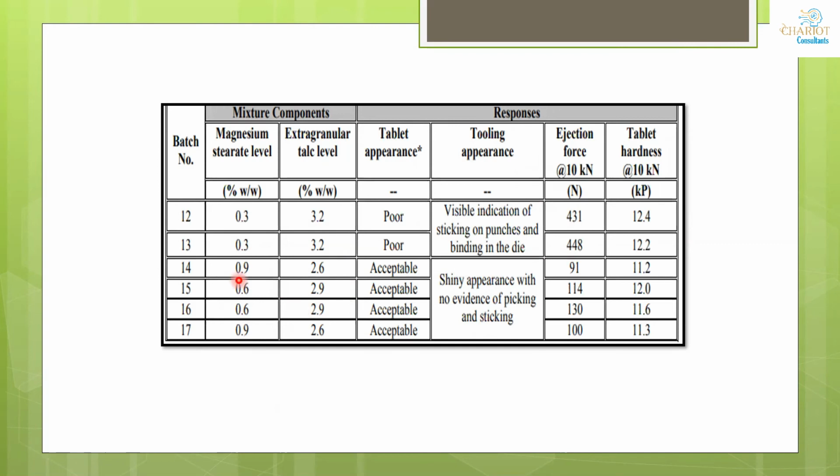Similarly, when you are using magnesium stearate in the range of 0.6% to 0.9%, in that case you are not seeing any kind of picking or sticking. And also the ejection forces are pretty good. I mean, they are on the lower side, meaning the machine does not have to put extra force to eject the tablets from the lower punches.